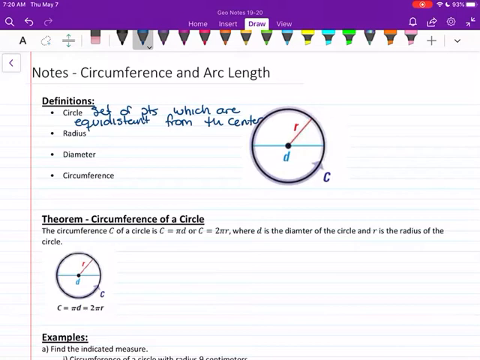The radius is that distance from the center to the edge of the circle. Okay, so distance from center to edge. And then the diameter would be the distance from edge to edge that goes through the center. So distance from edge to edge through the center.